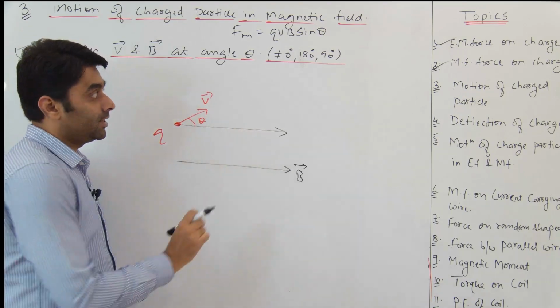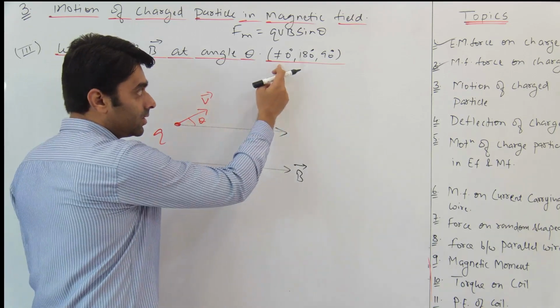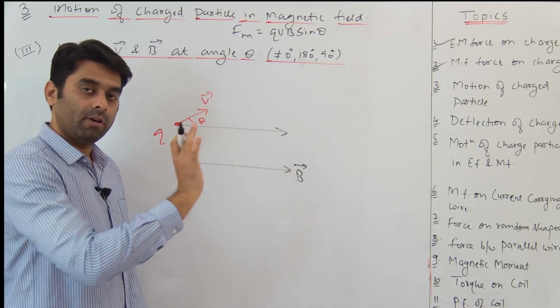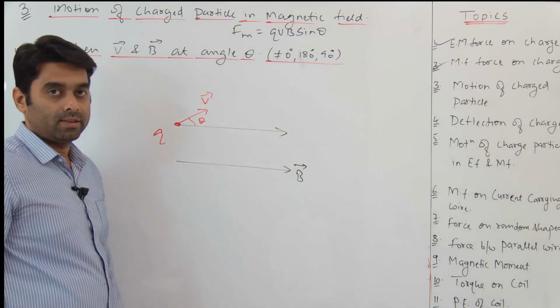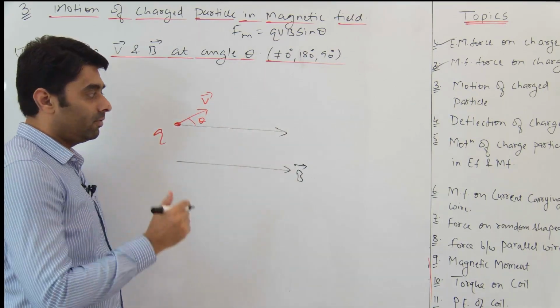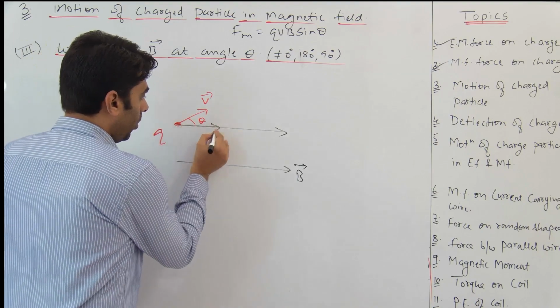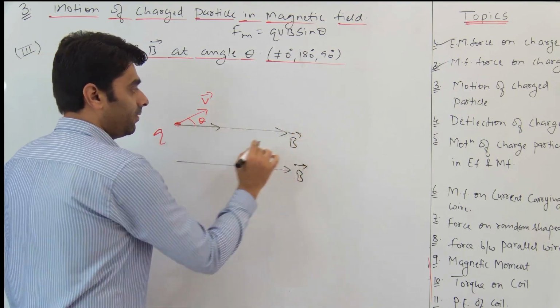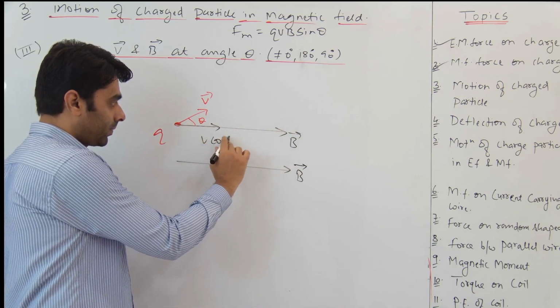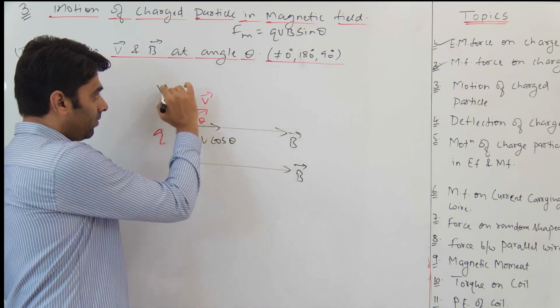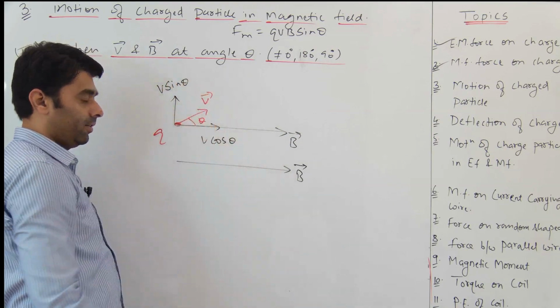Over here the condition is that this theta is other than 0, 180 and 90, because for all these we have already seen the cases, right? Now when velocity is at a certain angle theta, this velocity will have two components. The first is along the magnetic field. This is our magnetic field. One component will be along the magnetic field, which is V cos theta, and the other component will be V sin theta, perpendicular to the magnetic field.